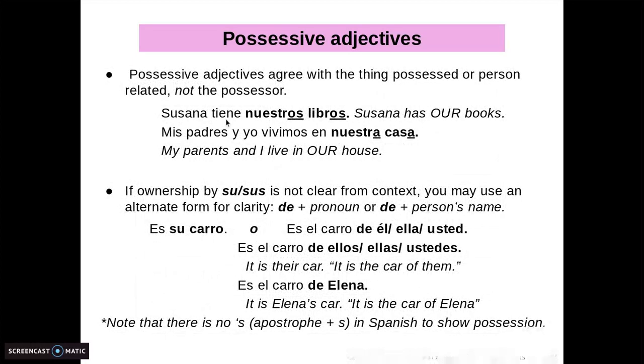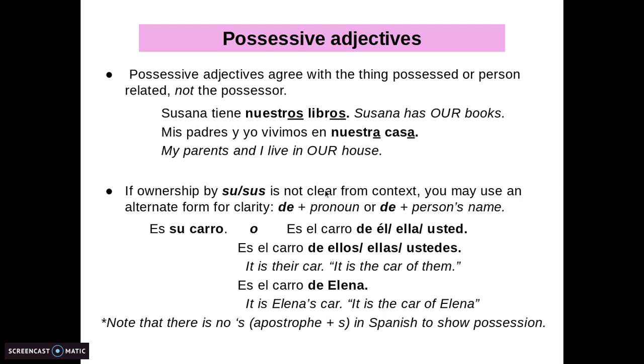Here's some examples. Susana tiene nuestros libros, right? We're not talking about Susana's libros. We're saying that she has our books. So nuestros libros. So it must agree with libros, right? And we must use the possessive adjective for to whom the item belongs, okay? It's not always going to be the subject. Mis padres y yo vivimos en nuestra casa. We live in our house, nuestra casa.